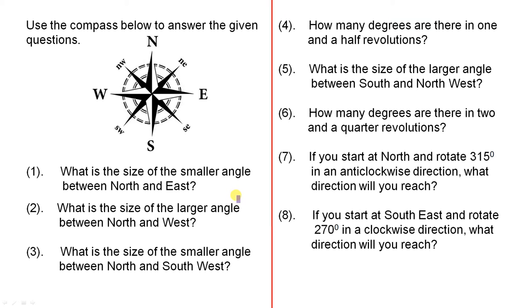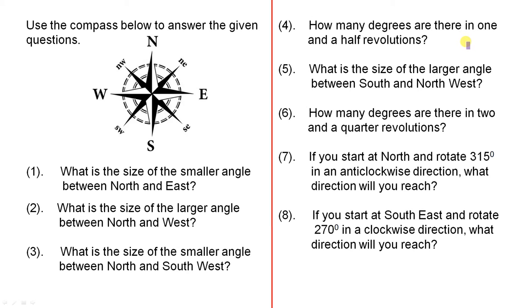What is the size of the larger angle between north and west? What is the size of the smaller angle between north and southwest? So there's north and there's southwest. I want the size of the smaller angle.